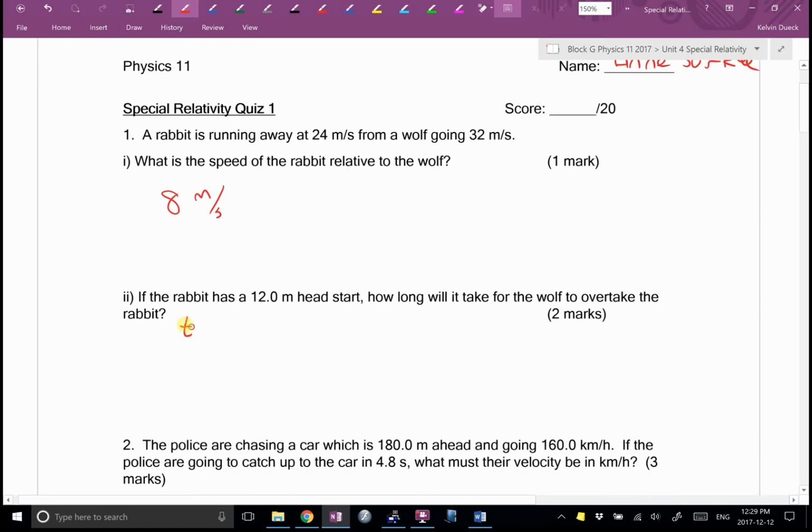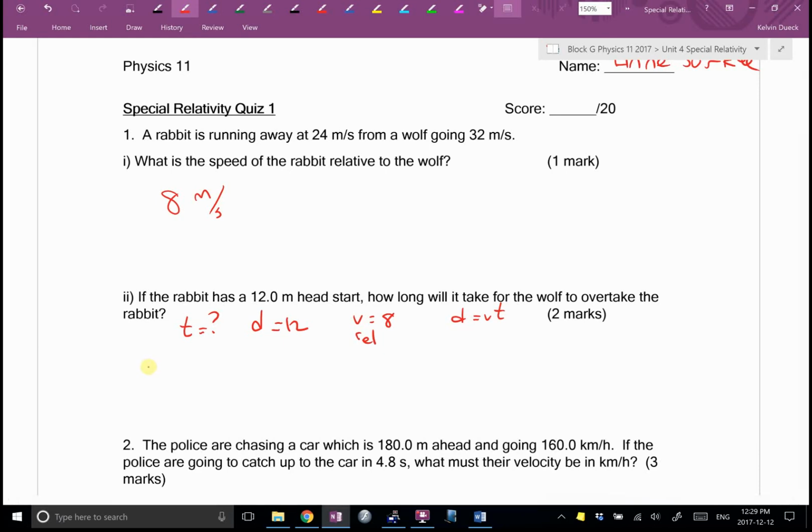Okay, this is asking me to find t. Looks like we have to travel a distance of 12 meters. We have a speed, a relative speed, of 8 meters per second. What did I say acceleration was going to be for this whole unit? Yeah, so if I'm using a distance equation, it's just going to be d equals vt plus a half a t squared. No, a is 0. It's just going to be that.